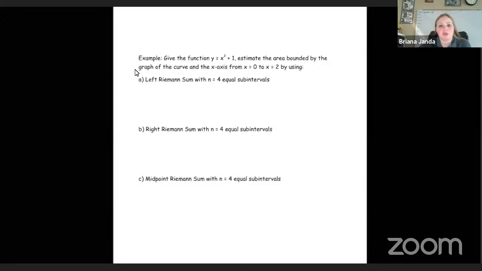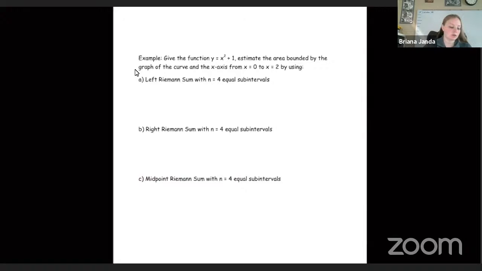It says, given the function y equals x squared plus 1, estimate the area bounded by the graph of the curve and the x-axis from 0 to 2. And they're asking us to do it 3 different times. The first time we're going to do a left Riemann sum with 4 rectangles. Second time, a right Riemann sum with 4 rectangles. And the third time, a midpoint Riemann sum with 4.